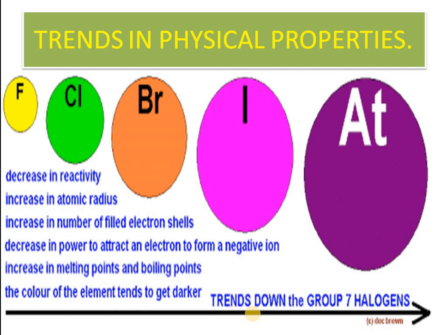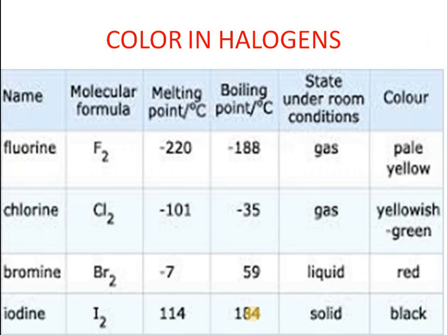If I look at the color, fluorine is pale yellow, chlorine is greenish yellow or yellowish green, bromine is red, and iodine is violet or black. So why is it so? These halogens can absorb light in the visible region like violet, indigo, blue, green, yellow, orange, red. Then these electrons, after absorbing energy, move to the excited state. They reach higher energy levels.